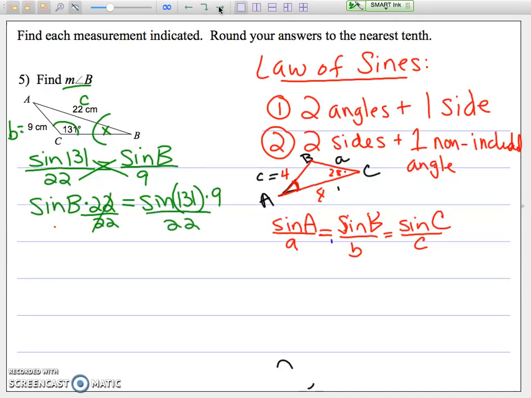I'm going to type that in my calculator. Don't forget to do the top line first, hit enter, and then hit divide by 22. And you should end up with the sine of B. Well, I know I'm going to have to do the inverse sine because I don't know what B is. And when I divide all that out, I get 0.30874. So then when I type this in my calculator, you should get something around 18 degrees. So I know that the measure of angle B is 18 degrees.